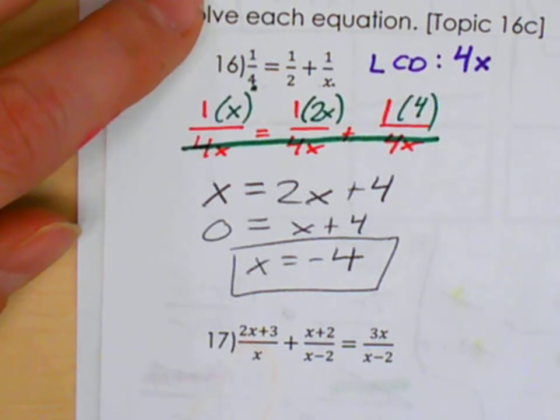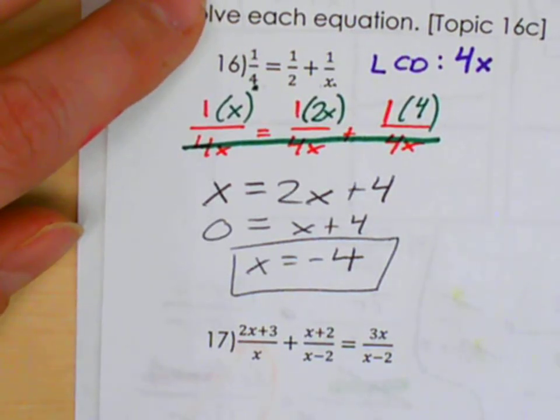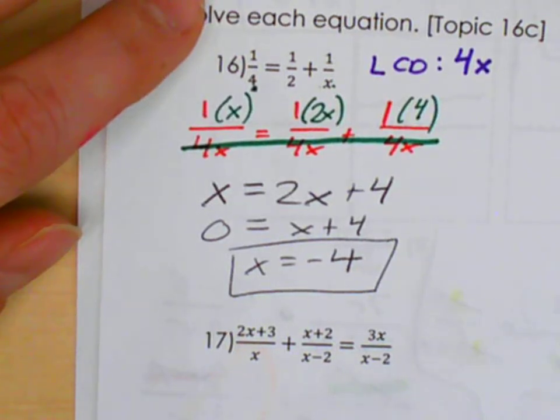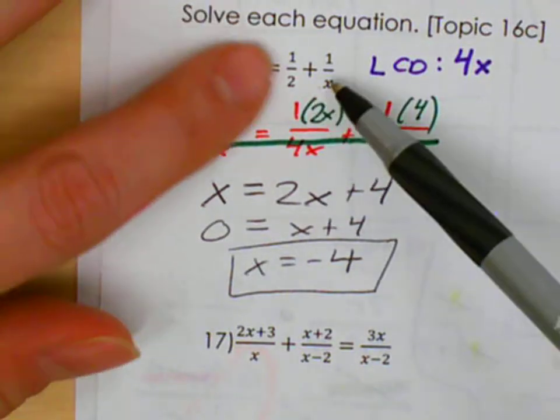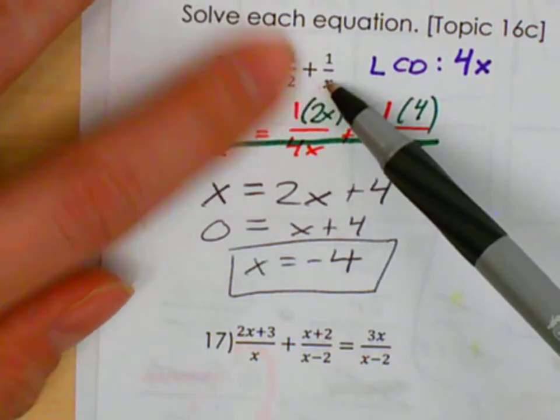Because I can't have 0 for a denominator, and the reason for that is I can't divide by 0. A fraction is saying you're dividing. 1/4 is saying 1 divided by 4. So we can't divide by 0, so we need to make sure that it's not 0. So when I put this in here for x, it's not 0, it's just -4. So I'm okay.